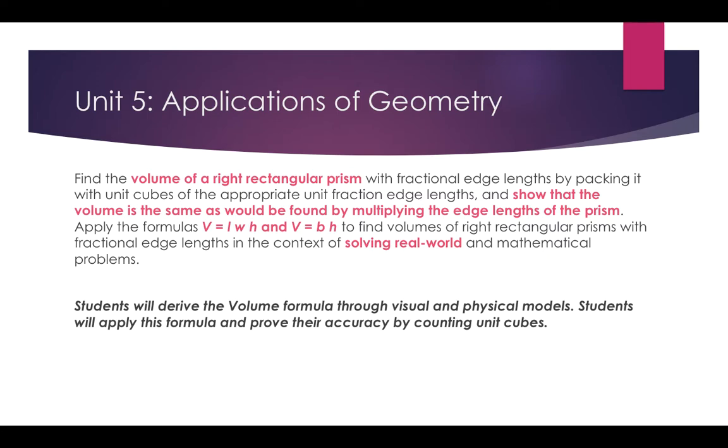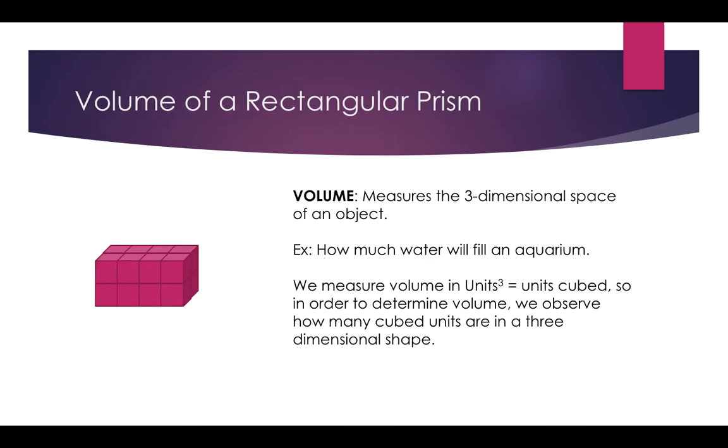So today in class we looked at the formulas volume equals length times width times height, and volume equals base times height in order to find the volume of the right rectangular prism. We're also going to look at this in a context of real-world problems that have to do with our theme of endangered species and animal conservation for our marine animal studies of their habitats.